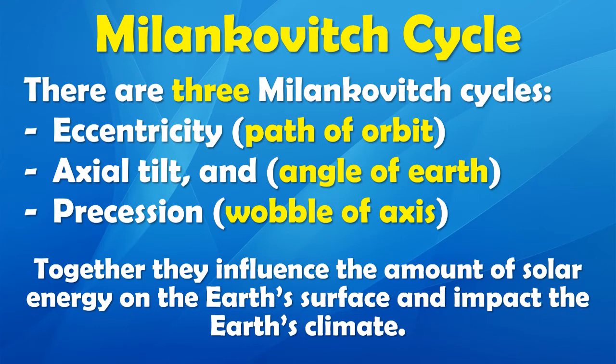Now there are three Milankovitch cycles. The first one is eccentricity, that's the path of the orbit. The next is axial tilt, essentially the angle of the Earth. And the third one is precession, or the wobble of the axis. Together, they influence the amount of solar energy on the Earth's surface and impact the Earth's climate.